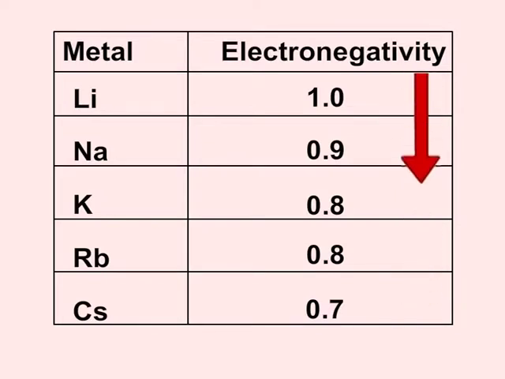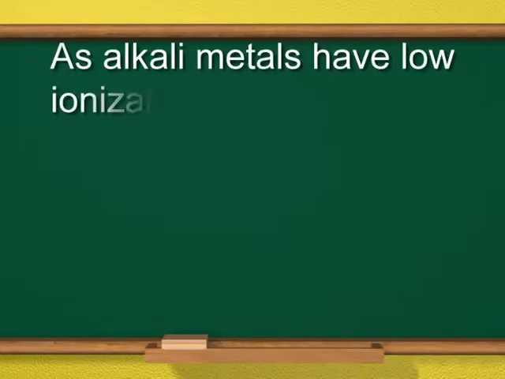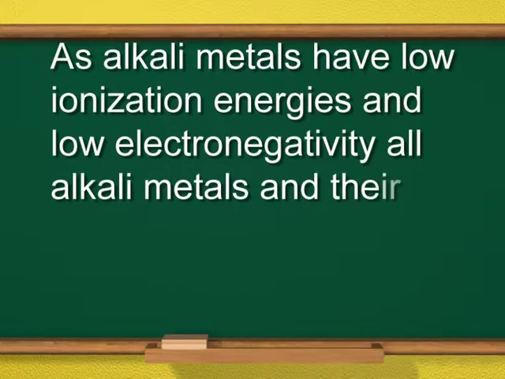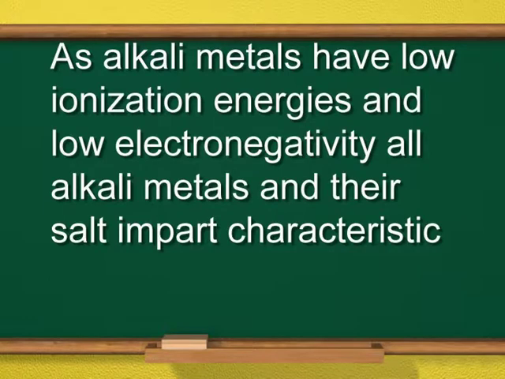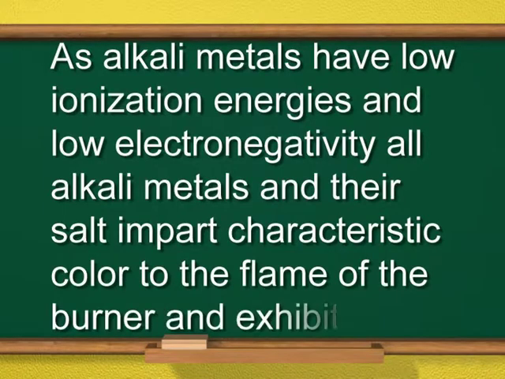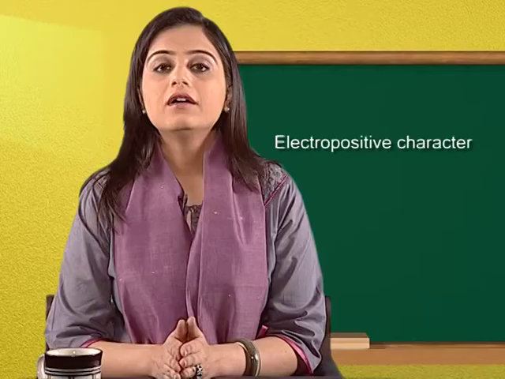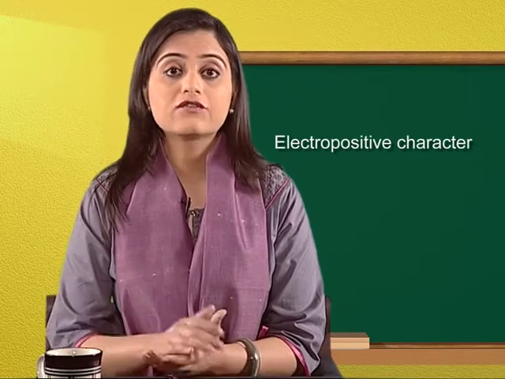Electronegativities of lithium, sodium, potassium, rubidium and cesium are 1.0, 0.9, 0.8, 0.8 and 0.7 respectively. As alkali metals have low ionization energies and low electronegativity, all alkali metals and their salts impart characteristic color to the flame of the burner and exhibit photoelectric effect and form ionic compounds. Let us first discuss the characteristic flame coloration in the alkali metals.